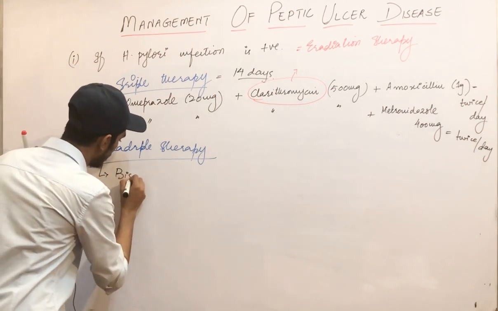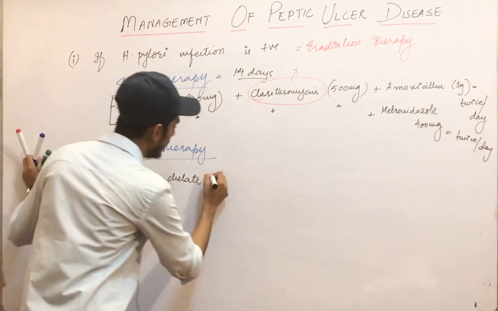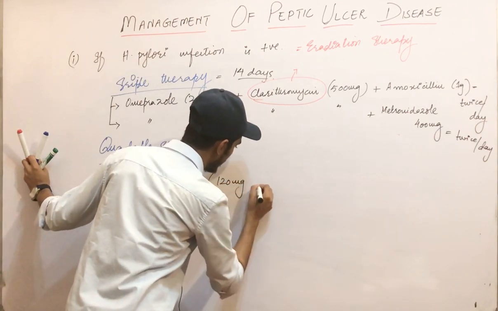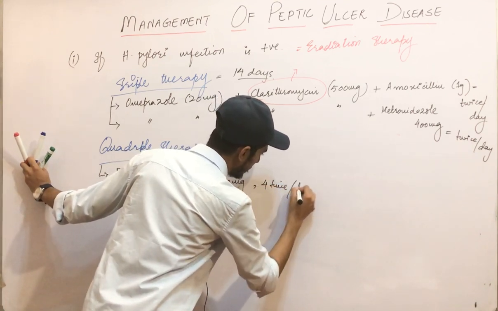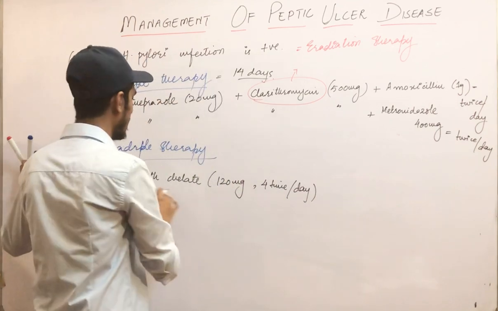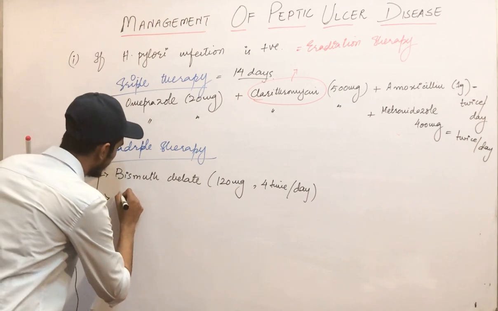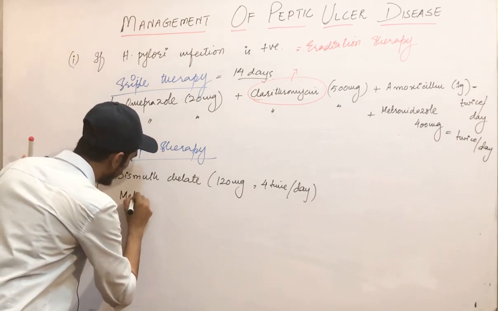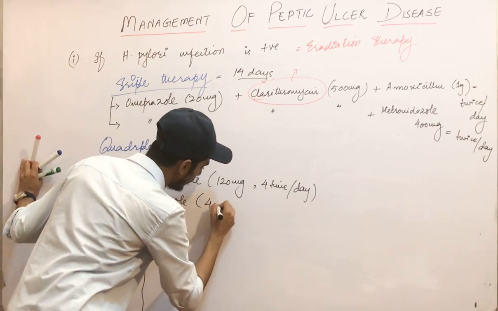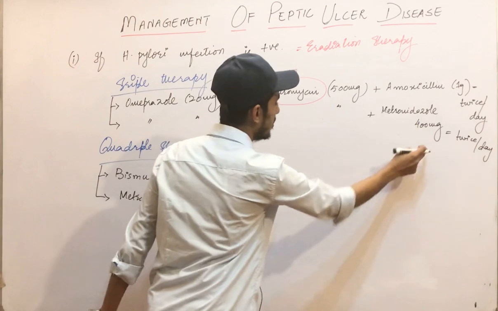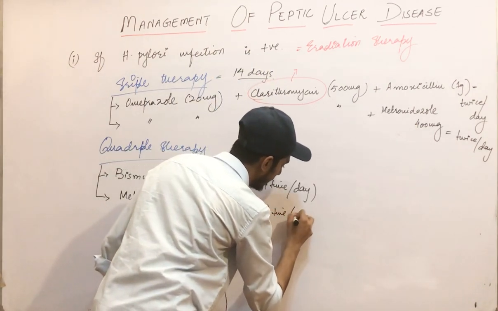Obviously quadruple means 4 drugs. First of all is your bismuth chelate, or substrates you can say, that is 120 milligram of the bismuth, and it is given 4 times per day. Number 1 drug. Then number 2 drug, along with the bismuth, you are going to give the metronidazole, and that is the same 400 milligram as mentioned here, but now it is 3 times per day.